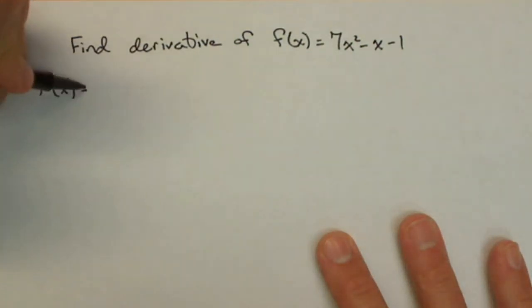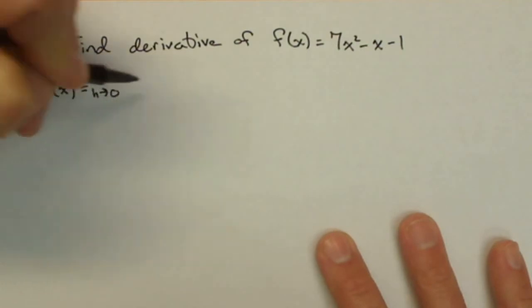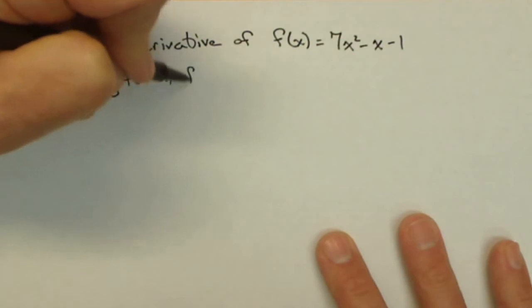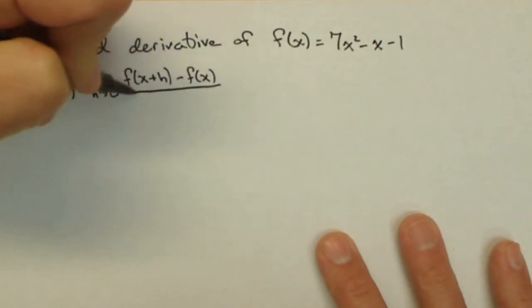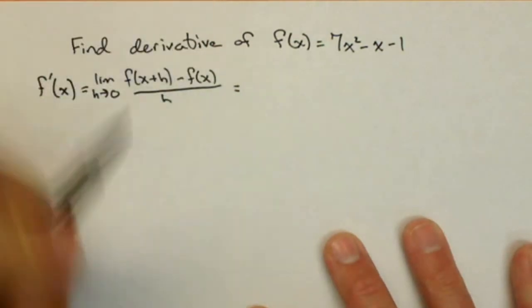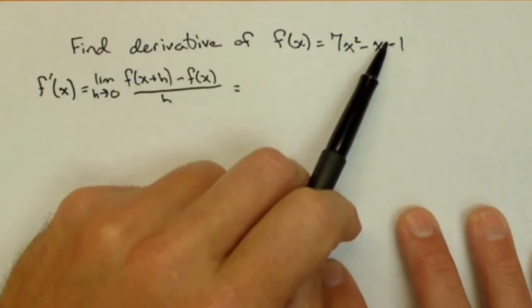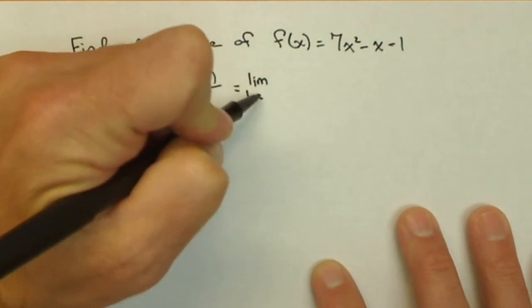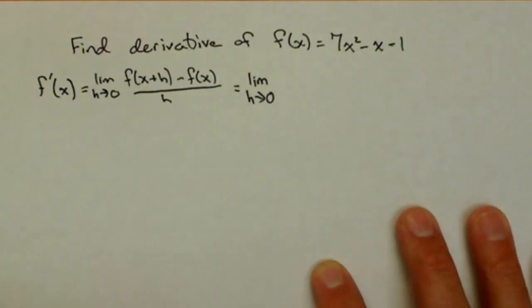So f prime of x equals the limit as h goes to 0 of f of x plus h minus f of x all over h. There's our definition of the derivative. Now let's set it up using our function. So first thing is we still have not taken the limit, so it still needs to be written out front.